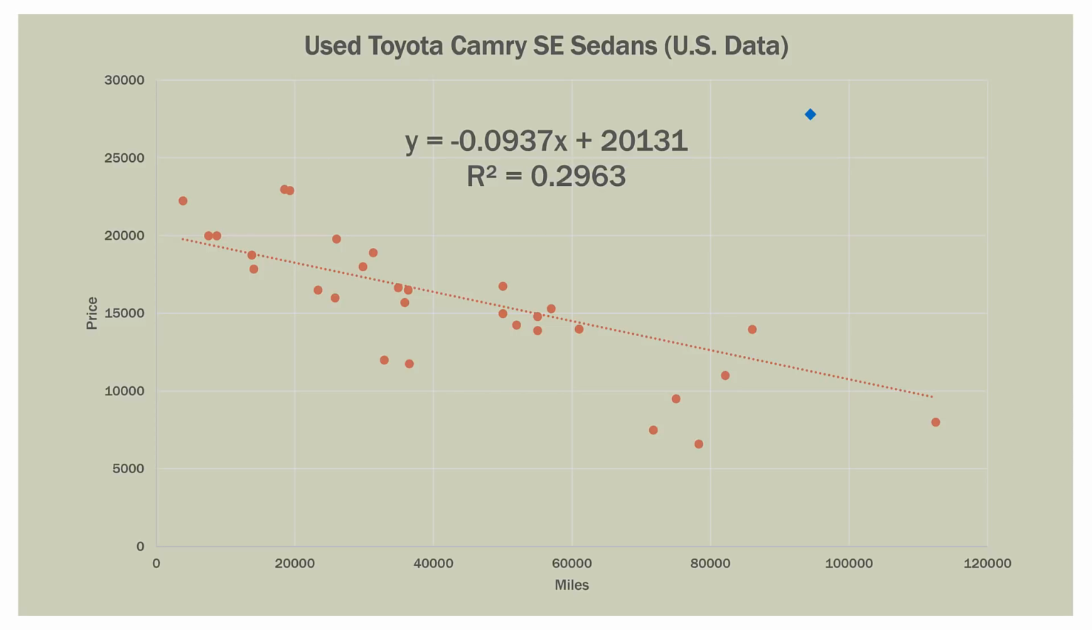Now our R squared, which represents the amount of variance in the price that is explained by the mileage on the car, is 0.2963. So about 30% of the variance in the price is explained by the number of miles on the car. Now, if we look up here on the right, we have this blue diamond. What is that? This is part of our data set, not an error on the slide, but what is that? And that's what we're going to talk about in this video.